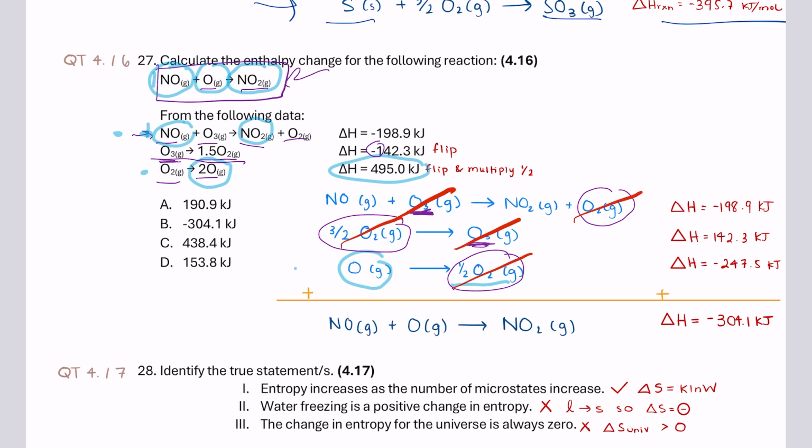And when we sum up these three reactions, what we're left with is 1 mole of nitric oxide gas, 1 mole of atomic oxygen, and that forms 1 mole of nitrogen dioxide gas. That's exactly what we want. Since we were able to accomplish that, to get delta H, we simply have to sum up these values right here, and that will get us negative 304.1 kilojoules, which means the correct answer for problem 27 is B.